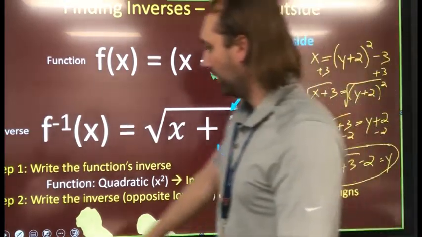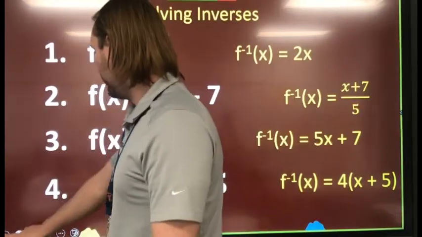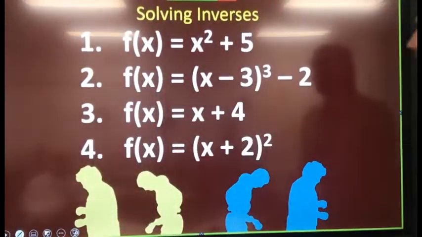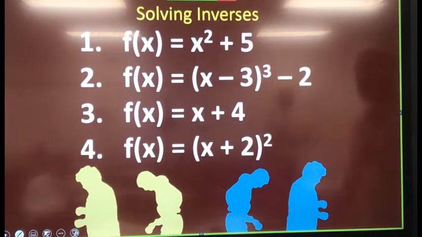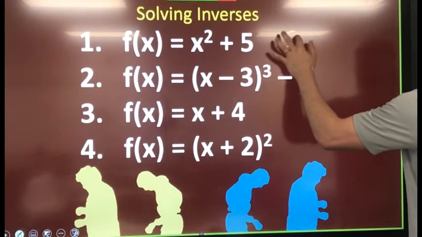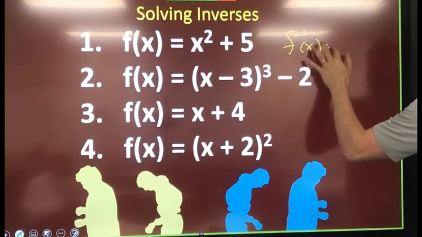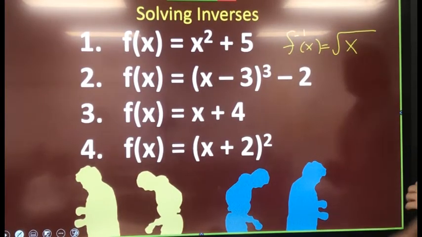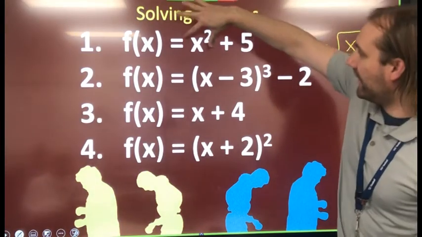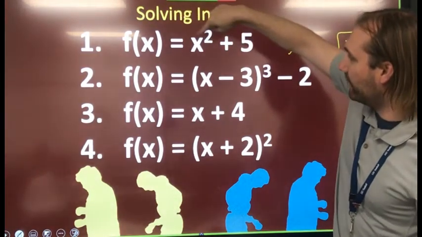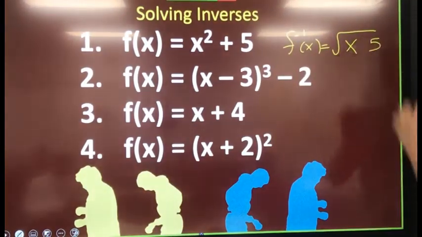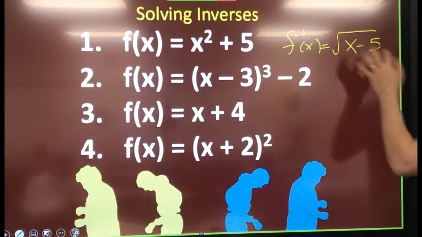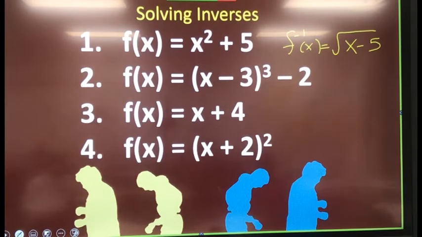So let's look at a couple of examples here and use my inside-outside technique. F of x equals x squared plus 5. What's the opposite of square? Square root. Now, this plus 5 is outside of my square. If it was inside, it would be in parentheses. So what's the opposite of outside? Inside. What's the opposite of plus? Minus. There's your inverse: square root of x minus 5.